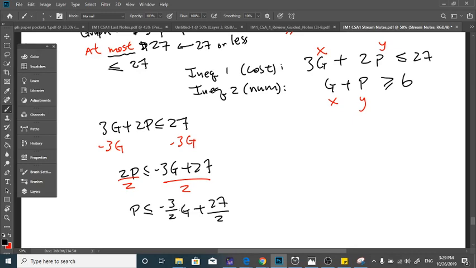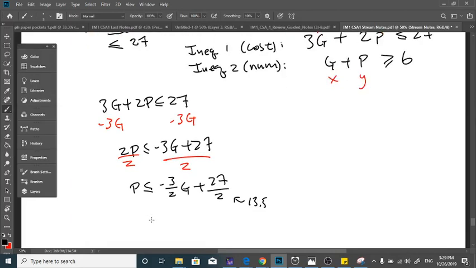oh, that's great. Oh well. 27 over 2. I would have made that like an even number, but I got this from our book. Oh well, we'll make it work. If you were to divide that, that's 13.5 by the way. So 13.5. Anyway, so this is kind of the same thing as saying y is less than or equal to negative 3 over 2 x plus 13.5.